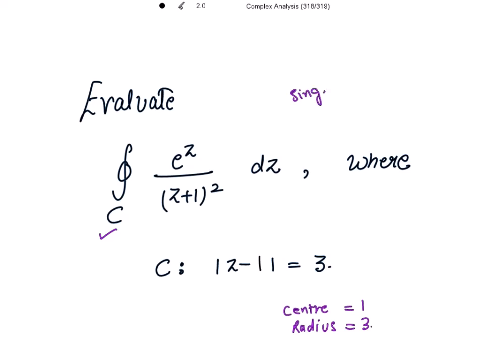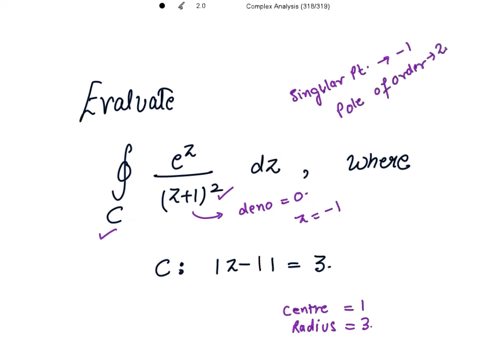And how to find the singular points? By taking this denominator equal to 0. So z = -1 is a singular point and is having a pole of order 2, because the power is 2 here. Right? And now we need to check whether z = -1, this point lies inside the circle or not. If the point lies inside the circle, then we calculate the residue of f(z) at this point.